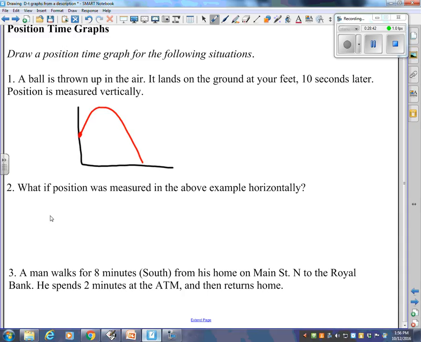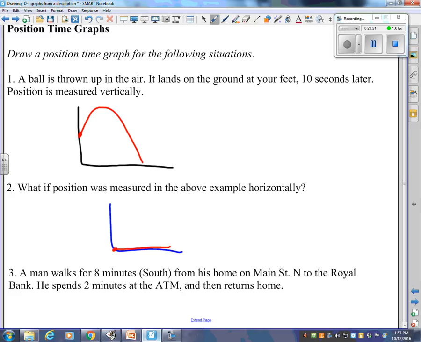Okay, now what if the position was measured horizontally? How far did it go sideways? It didn't go anywhere sideways, did it? And so in fact, it'd be a flat line right at 0, wouldn't it? It doesn't go sideways. So you can't say pause. No, but it's not traveling sideways, right? Time is still going on as it goes up, but I'm measuring this way. I'm just pointing out that you can measure distance up and down, or you can measure it left and right.